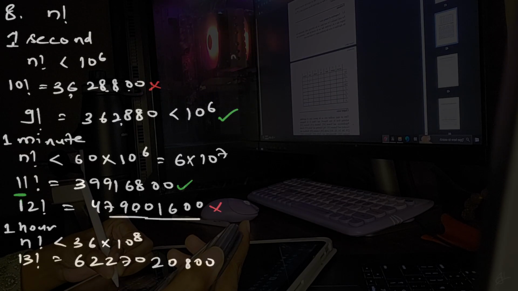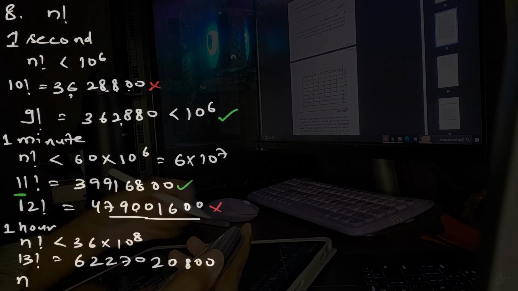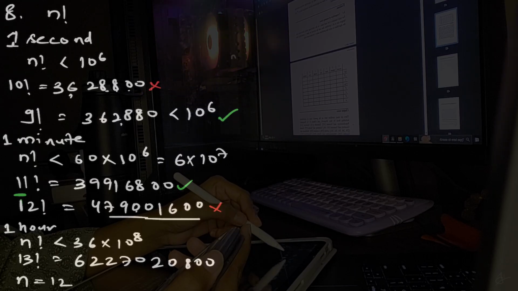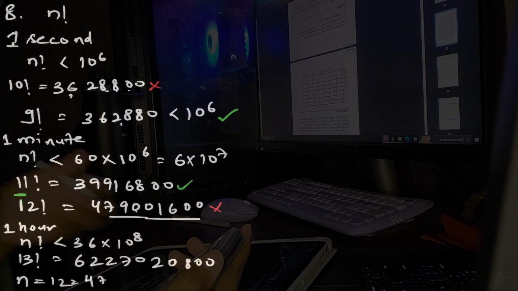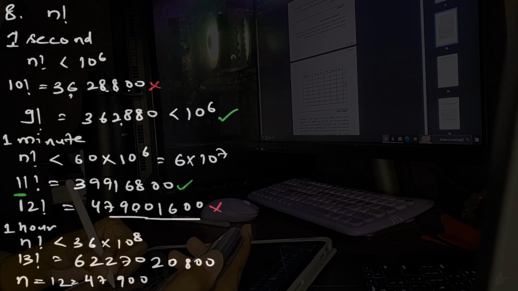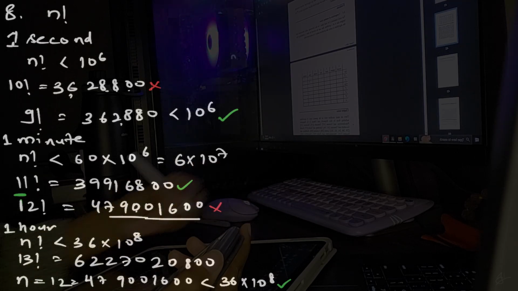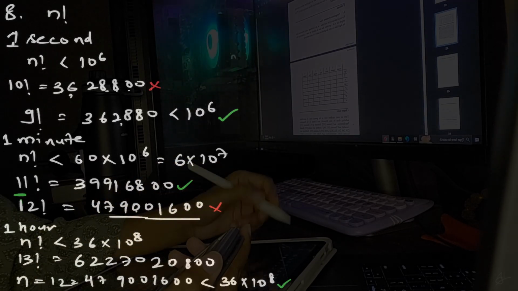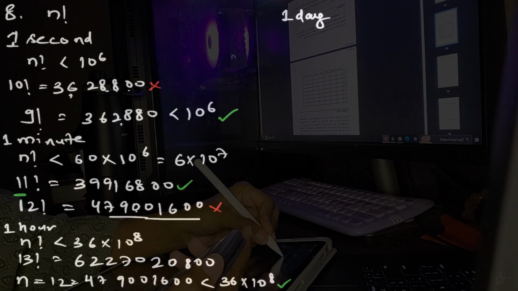So n equal to 12 suffices for this, because for that we have the value 479001600, which is less than 3600 to the power of 8. So that means this is good. Now 1 hour done. Yay. 1 hour, and then 1 day.